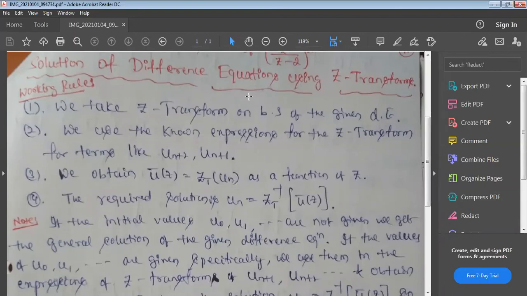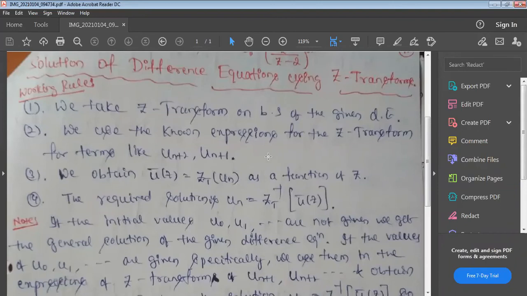There also, you take Laplace transform on both sides, then use the Laplace transform of derivative formulae, substitute the initial conditions and simplify. Then you get y equal to L inverse. Here also it is the same: un is equal to the inverse Z transform of u bar. Take Z transform, use the formula for Z transform of u(n+1), u(n+2), the finite differences, use the initial conditions given, simplify, and take inverse on both sides. You get the solution of the difference equation.